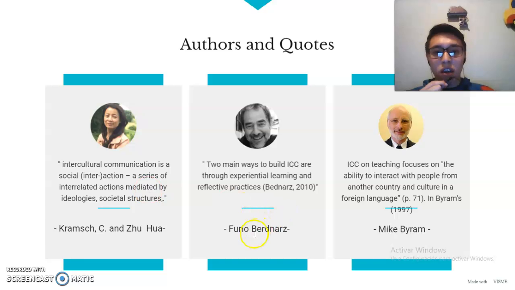The second is Furio Bernard, who is a sociologist. Two main ways to build ICC are through experiential learning and reflecting. Experiential is to have contact with native and non-native resources and also with people who know more than us, or with teachers who have contact, or also online people. Reflect in terms of trying to understand what I'm learning and the way that I communicate.